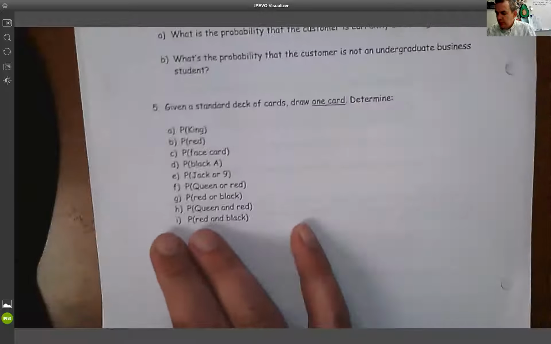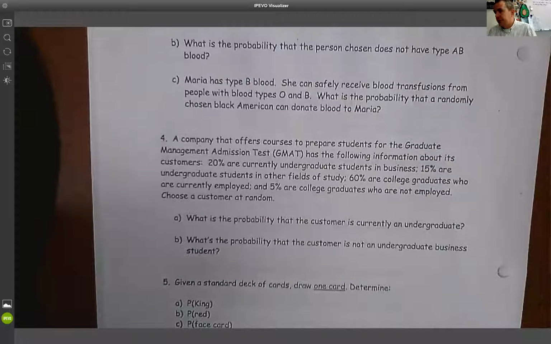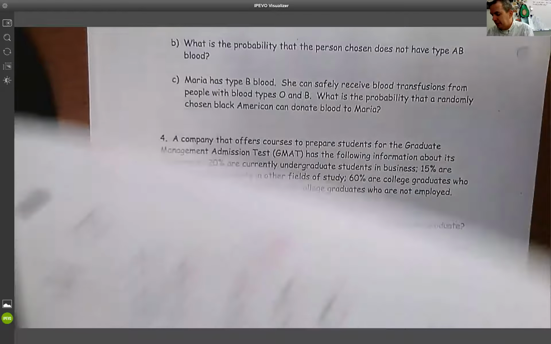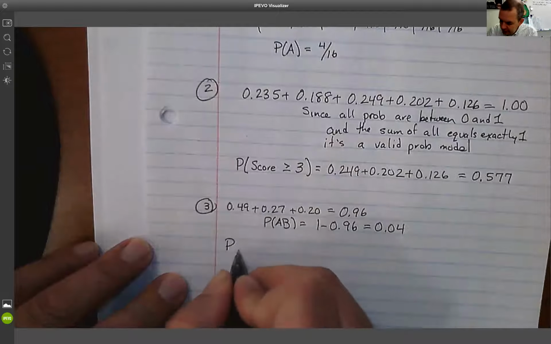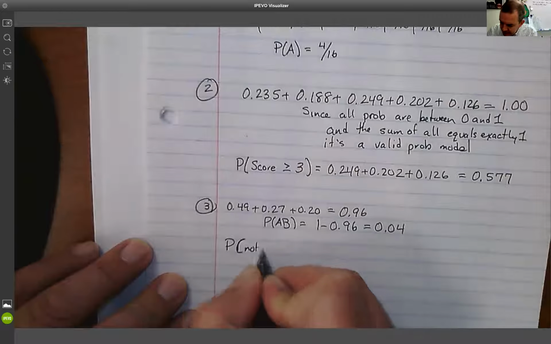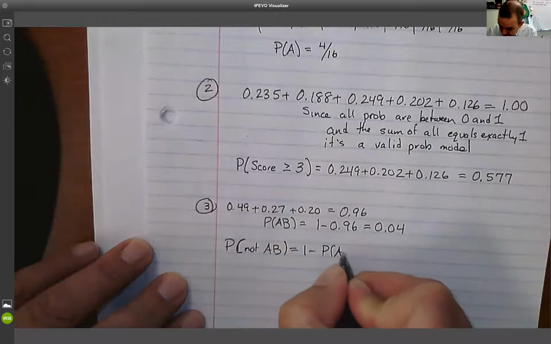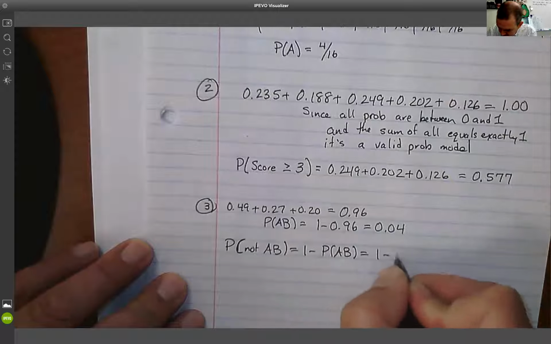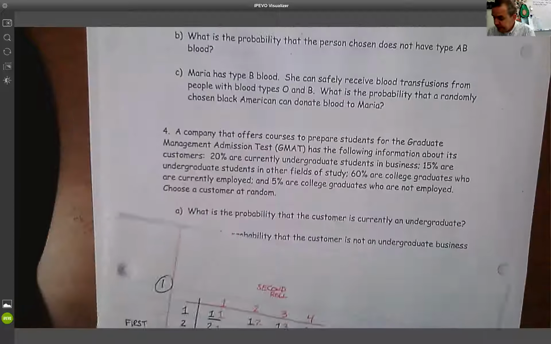Okay. What is the probability that the person chosen does not have type AB blood? Well, we just literally did that. That's that guy right there. The probability of not AB is 1 minus the probability of having AB. So it's 1 minus 0.04, 96% chance.